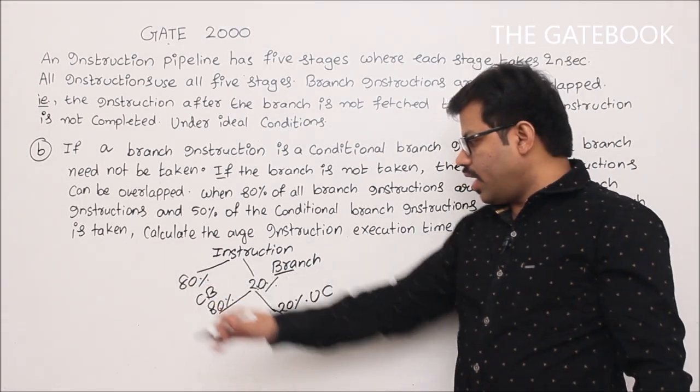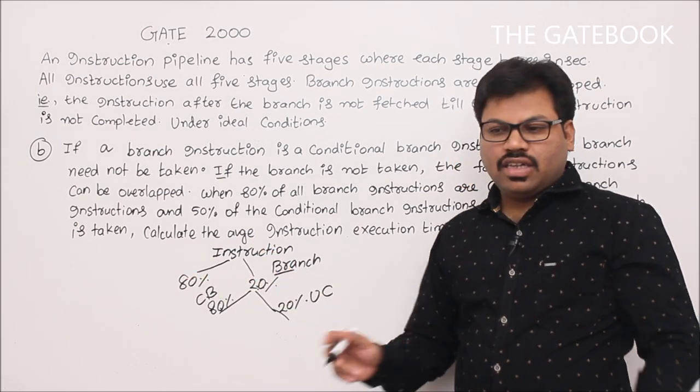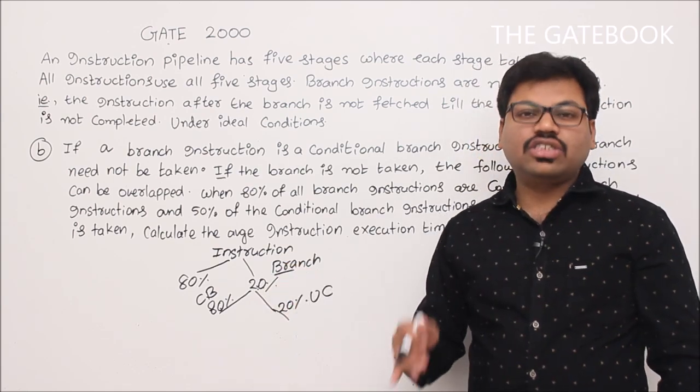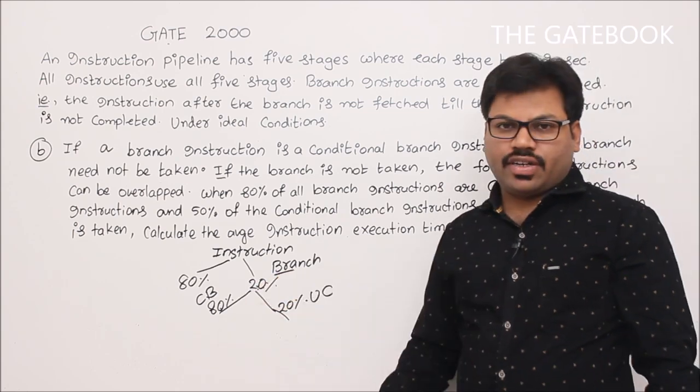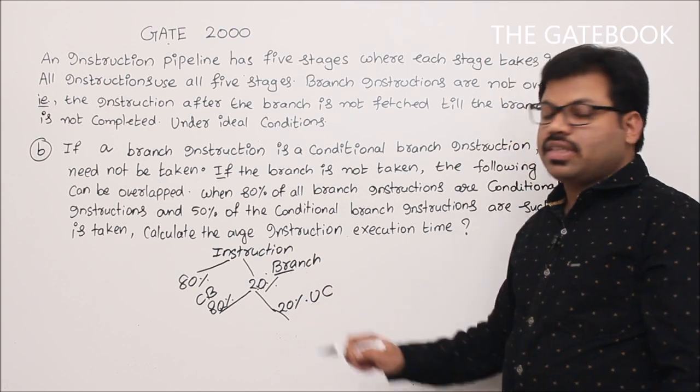Now let me make everything clear. In the first problem we solved like this: instructions 80% normal, 20% branch. But further we did not explore, because for every such branch instruction the story was the same. Now the story is different. Out of the 20, 80% are conditional, 20% are unconditional.